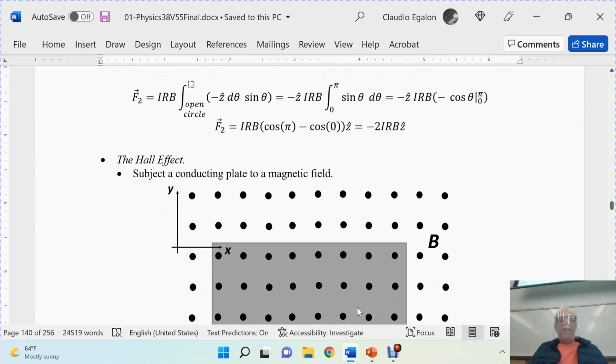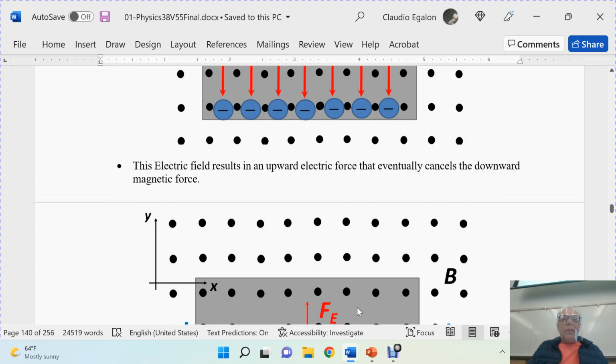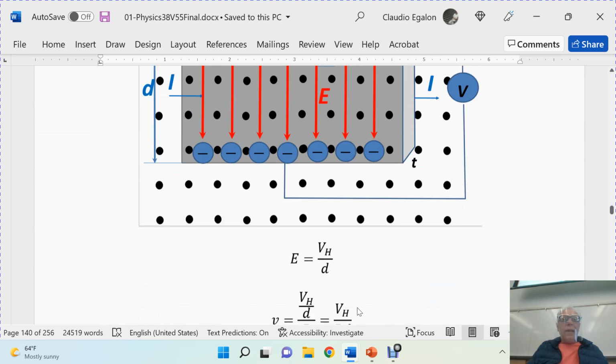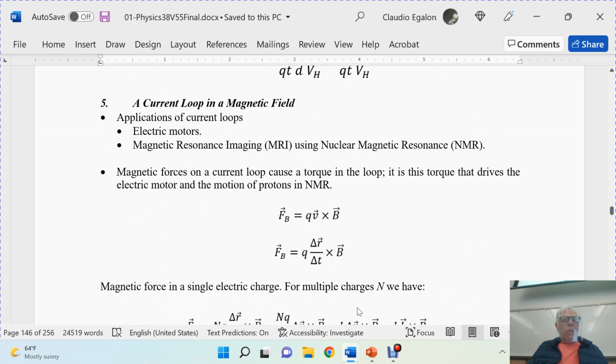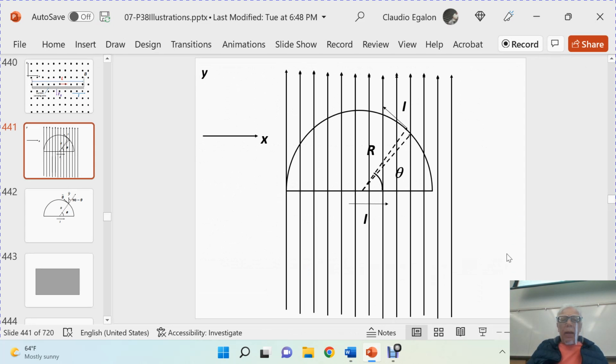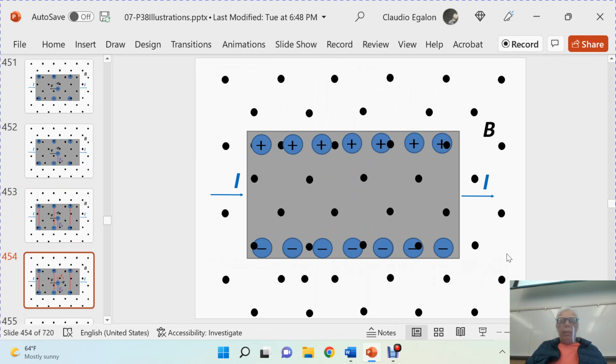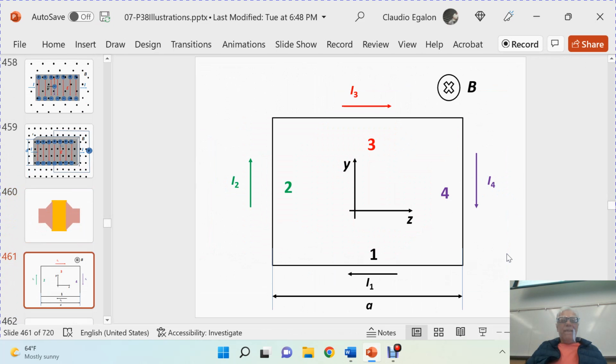That's one example that is a little bit more difficult to calculate. And then we have one more example. Here's a current loop in a magnetic field. The situation is a little bit like that. We have a current loop. The current is flowing in the clockwise direction. Magnetic field into the board.